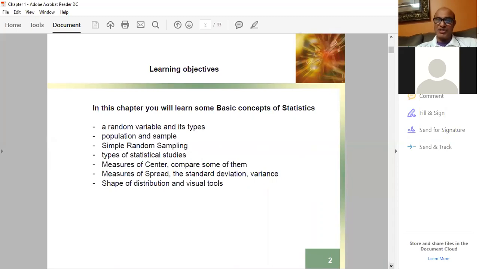And then after, we are going to see measures of spread, meaning standard deviation and variance. That is called measures of spread. And the shape of distribution, the visual tools, you know, different shapes are there: right skewed, left skewed, normal distributions. All these things we are going to see in this chapter. So it's just the elementary things, or for those who have gone through some basic statistics course in 11th, 12th grade, I think it's a kind of revision. So let's start with the first one.